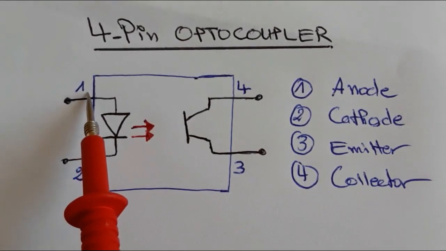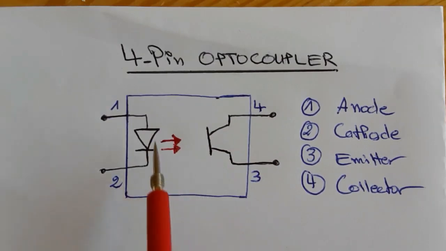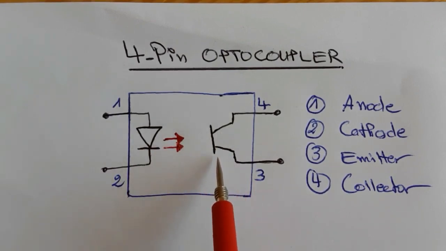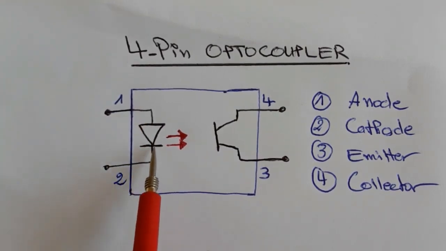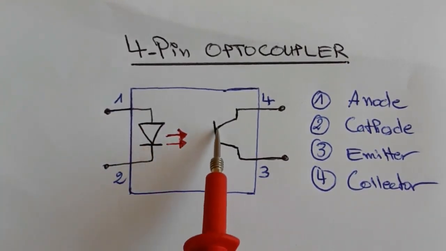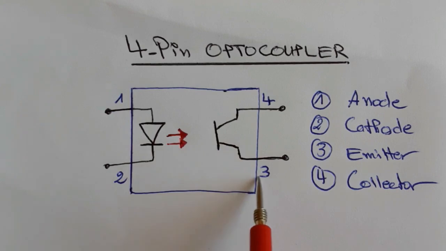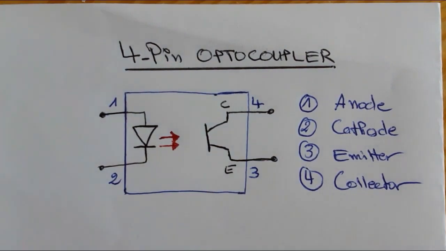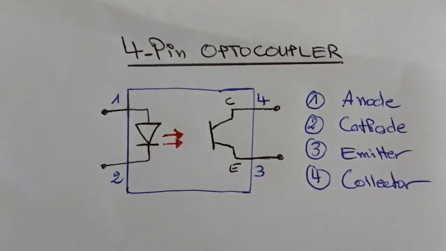As you can see, we have pin number 1, number 2, number 3, and number 4. Basically, this optocoupler contains 2 components inside it, an infrared diode and a phototransistor. Pin number 1 is connected to the anode and pin number 2 to the cathode of the diode. And over here, pin number 4 is connected to the collector, and here we have the emitter. This is the same for all optocouplers with 4 pins. The same schematic. Always pin number 1 connected to anode, pin number 2 to cathode, pin number 4 to collector, and pin number 3 to emitter.